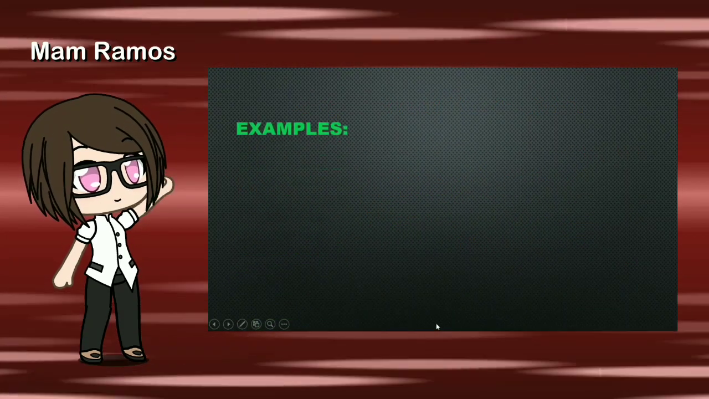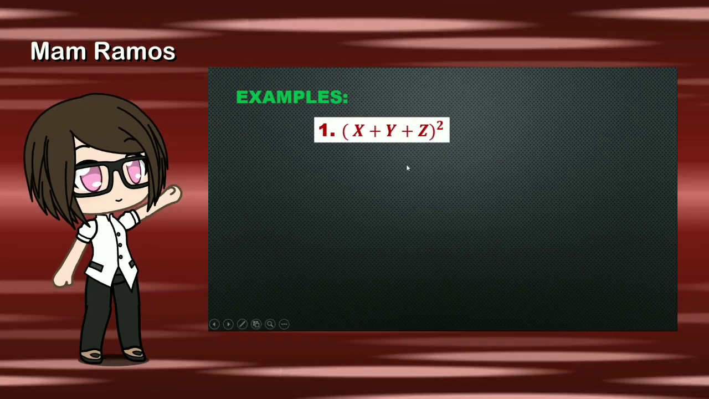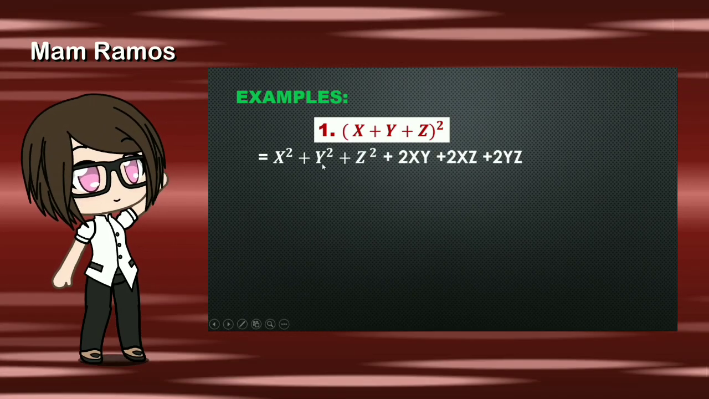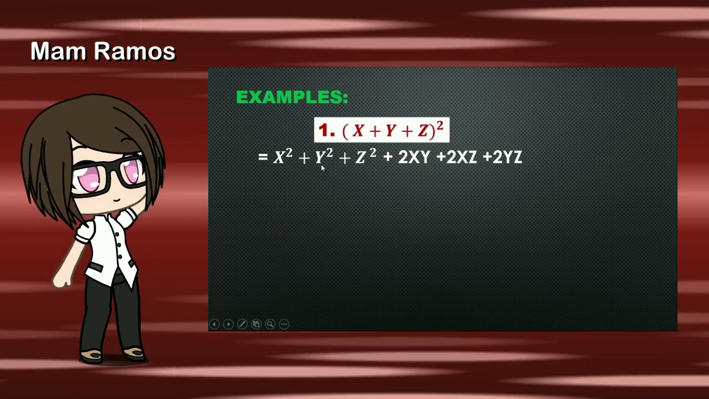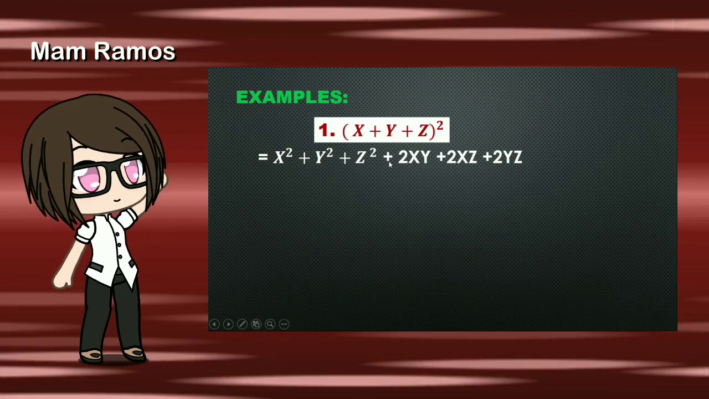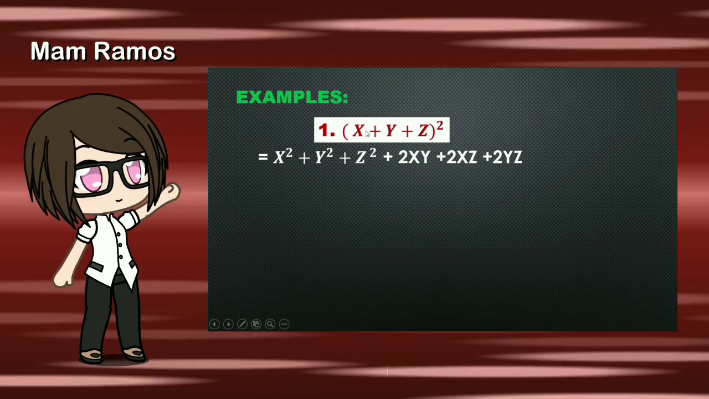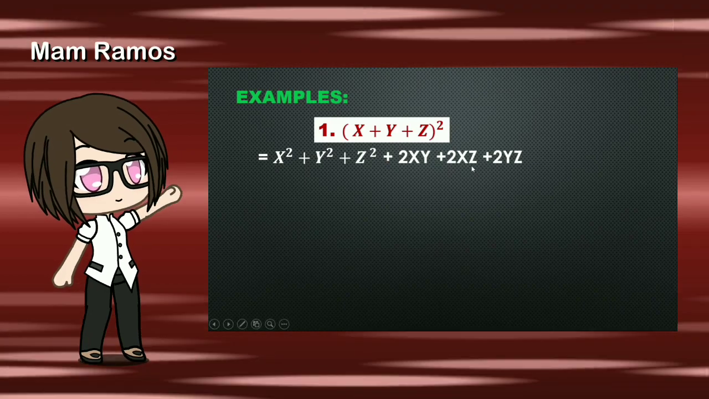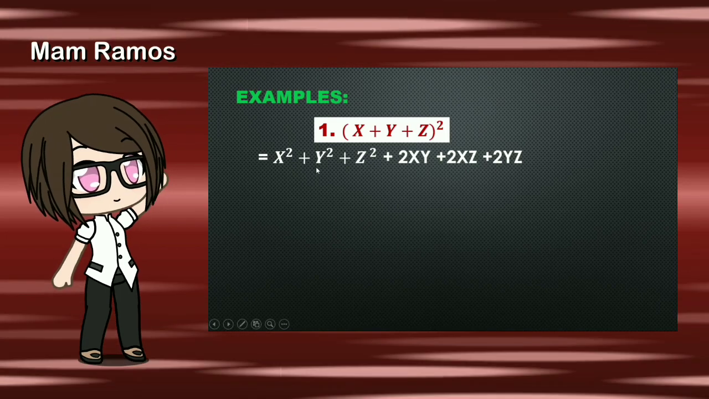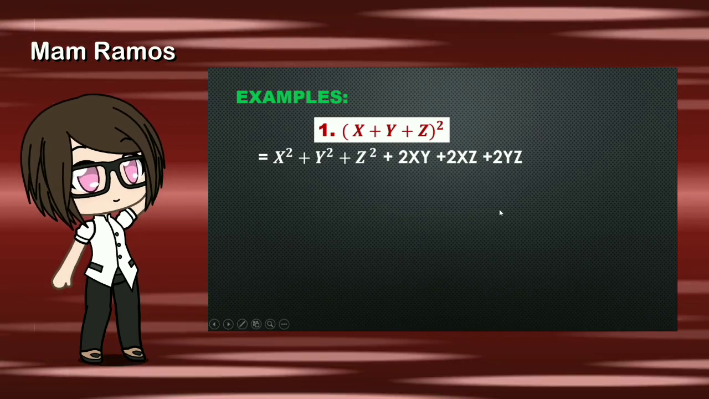We have examples. Number 1, quantity x plus y plus z raised to the second power. We square the first term, which is x squared, plus square the second term, which is y squared, and then square the third term, which is z squared. And the next is 2 times x times y, which is 2xy, and then 2 times x times z is 2xz, plus 2 times y times z is 2yz. The answer is x squared plus y squared plus z squared plus 2xy plus 2xz plus 2yz.